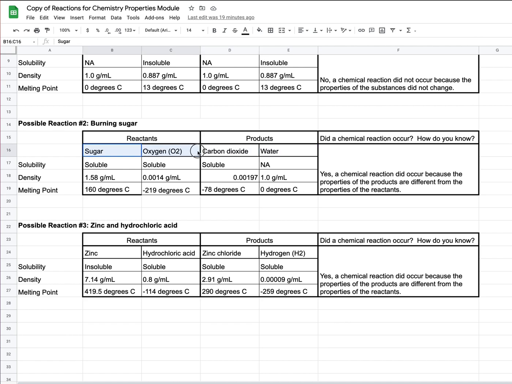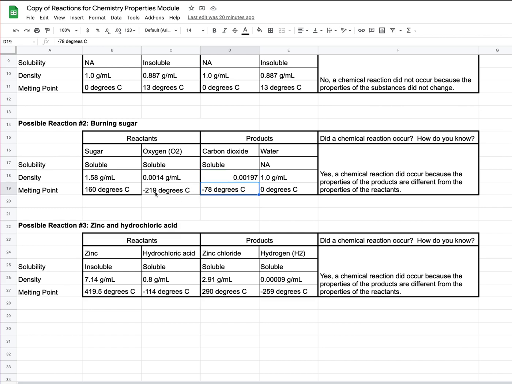So how do we interpret this reaction? How do we interpret these data? Well, we start with sugar, which is soluble, density of 1.58, melting point of 160. Oxygen, soluble in water, density of 0.0014, and melting point of negative 219. We end up with carbon dioxide, which is soluble, but it has a density that's different from either sugar or oxygen, right? It's a little more dense than oxygen is.